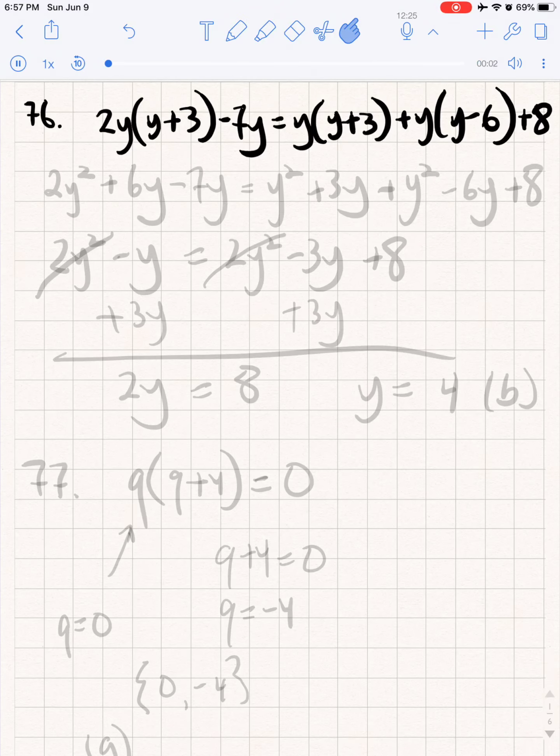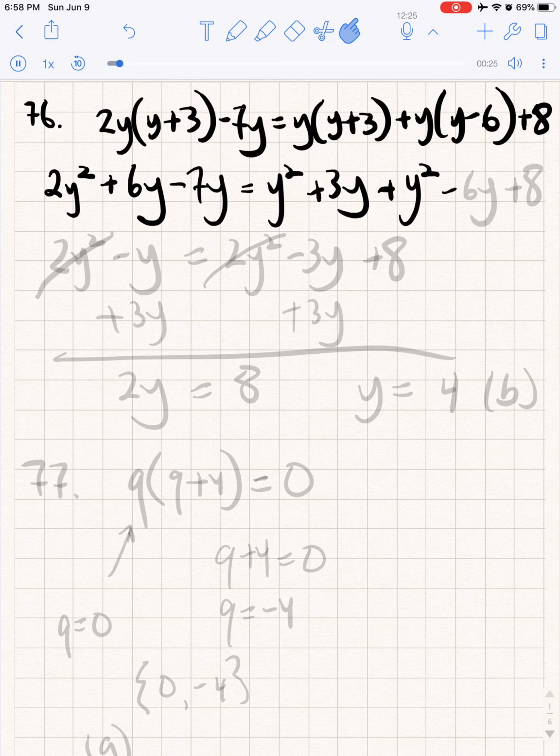Welcome back. Number 76. We have to distribute: 2y squared + 6y - 7y equals y squared + 3y + y squared - 6y + 8. Okay, hopefully I didn't mix anything up there. Let's distribute now. The left side: 2y squared - y equals 2y squared - 3y + 8.